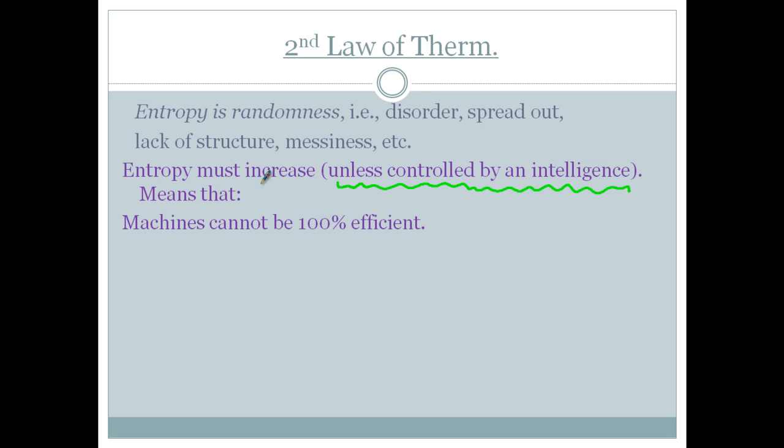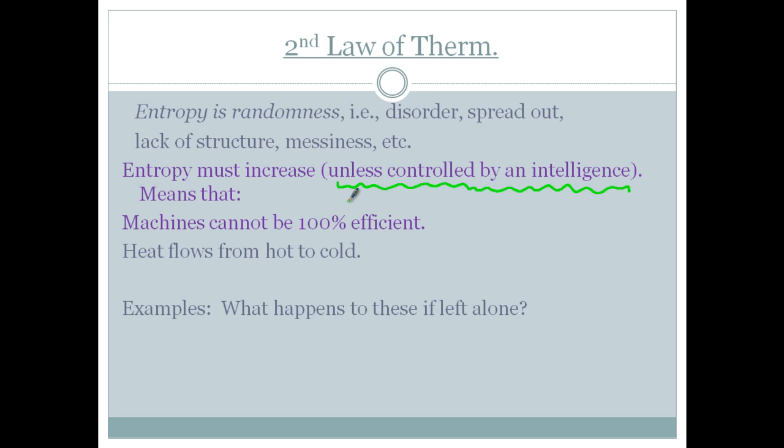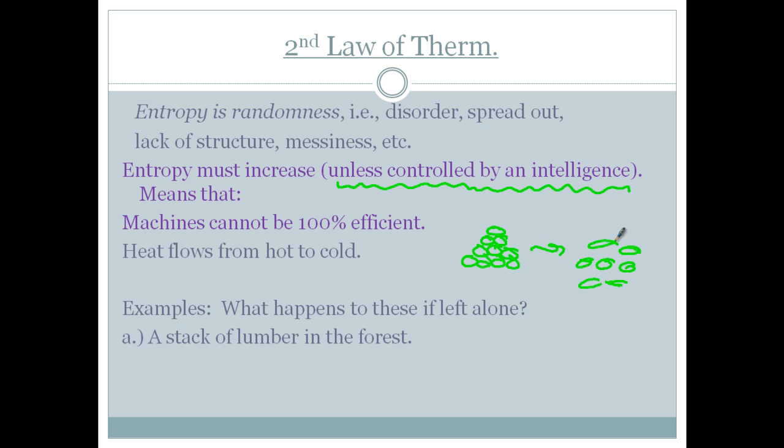In nature, this entropy is increasing. It's always getting more disordered. And it also means heat flows from hot to cold. So examples, what happens to these things if just left alone? So if I had a stack of wood just sitting out in the forest, what would happen to it eventually? Over time, you'd have a pretty little stack of wood, to try to get warm for winter, all stacked nice and neatly. But over time, it would just get all disordered.